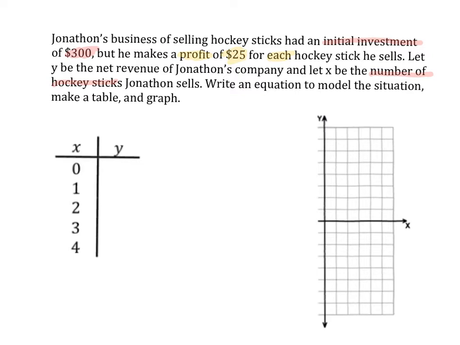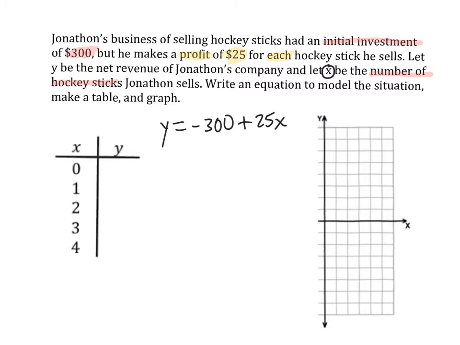The revenue y is going to be equal to, well, if he has an initial investment of $300, that means he's paying $300. So really, he's actually going to have a negative $300 that will go against his revenue because he has to put that much money in at the beginning. But then he's going to make a profit, so that means he's going to increase the amount of money that he has by $25 for each hockey stick, and x is the number of hockey sticks, so 25 times x. Okay, so he'll need to sell a bunch of hockey sticks in order to not have to lose money overall.